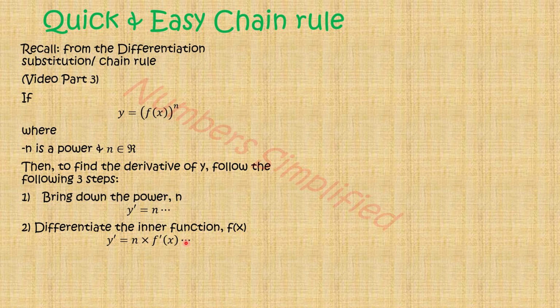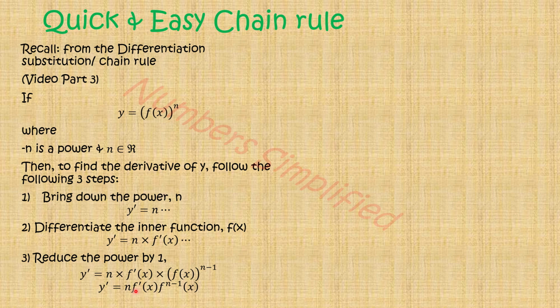So for step number 3, reduce the power by 1. So whatever we had as our initial function, we are going to reduce its power by 1. That is to say, we are going to have y prime is equal to n times f prime of x times f of x all raised to the power n minus 1. So in short, y prime is n f prime of x, f of x to the power n minus 1, which we can denote in this particular manner.